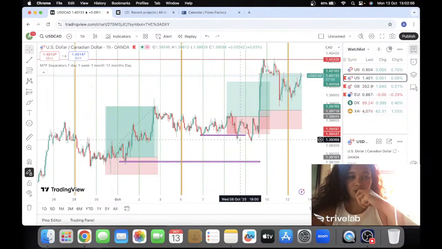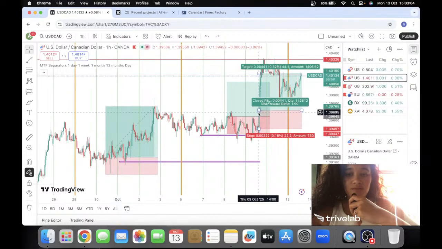So what does that mean? Do I give up on it? No. I just readjust, make sure I check, is there a new break of structure? Cool. There you go, there's my entry. Entered over there. Made back my loss and also new profit.